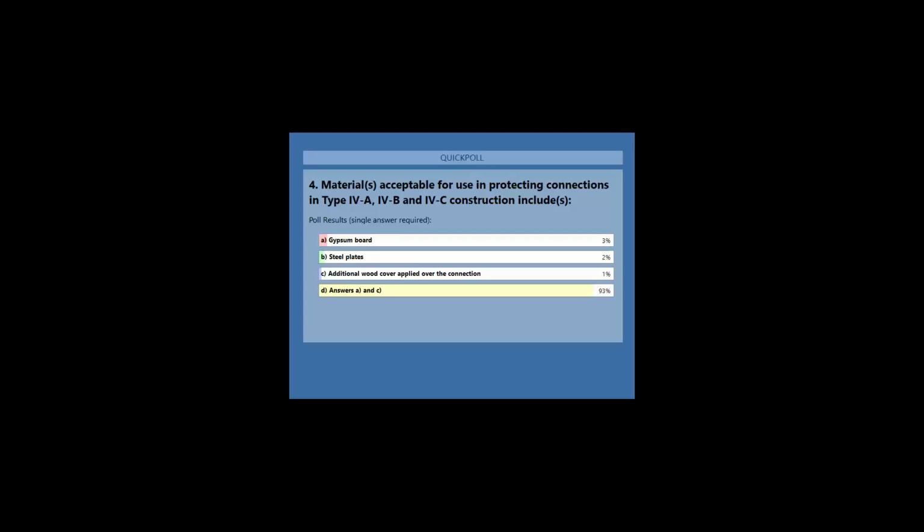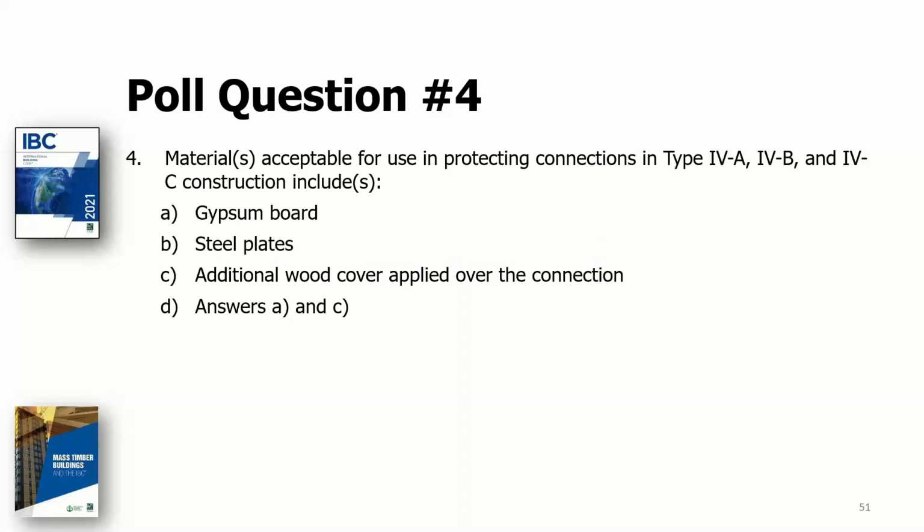We have 93% say answers A and C. So that's great. I think that's pretty much the same result we got in the morning session, and that is correct. The answer is D, which is both answers A and C. Gypsum board and additional wood cover can both be used for connection protection. Very good.